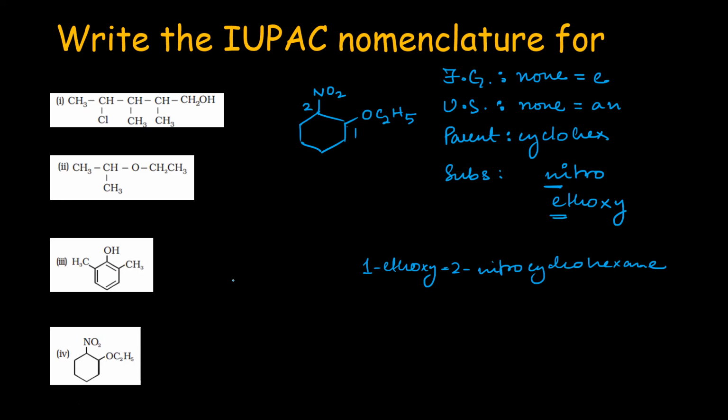Done, everyone? I'll give you 5 more seconds. 5, 4, 3, 2, 1. Okay, now try this one, all of you. It is very easy. Try this one and then send me the answer. Please, don't be lazy. Write each and everything: functional group, unsaturation, parent, and substituent.